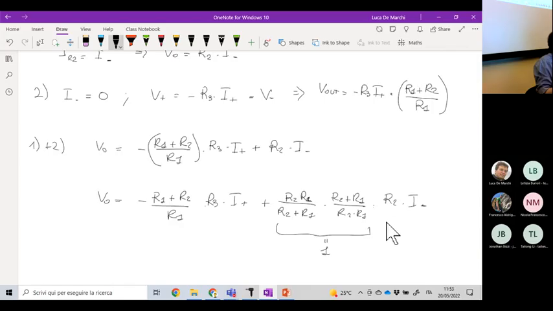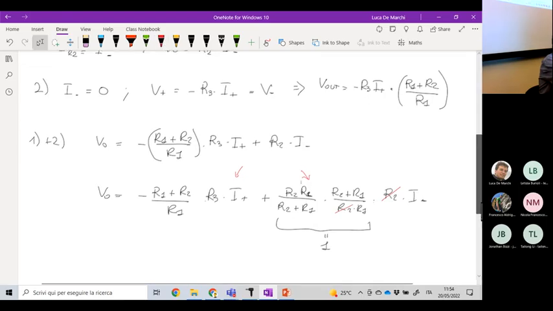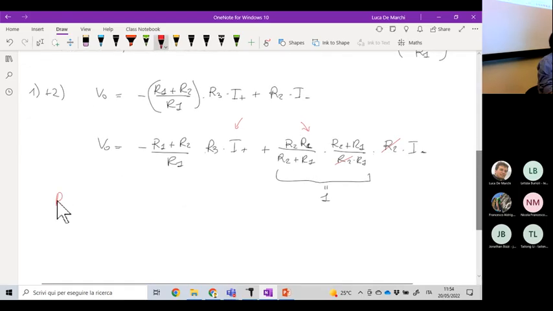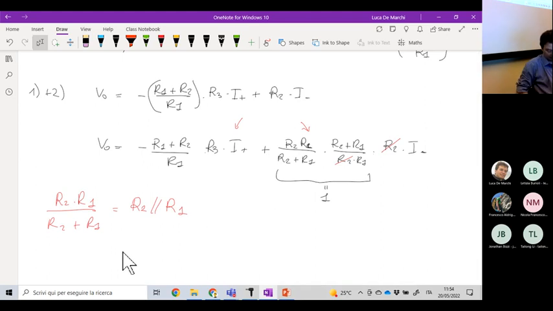Why did I proceed this way? Well, because I want to highlight the fact that in this way we can simplify this term with this one. So we have (R1 plus R2) over R1, which now multiplies this term and this one. Another important thing to observe is that R2 times R1 over (R2 plus R1) is equal to having R2 in parallel to R1.